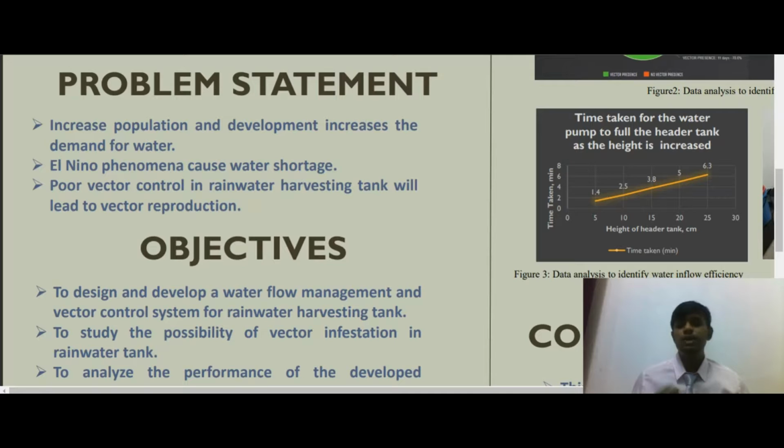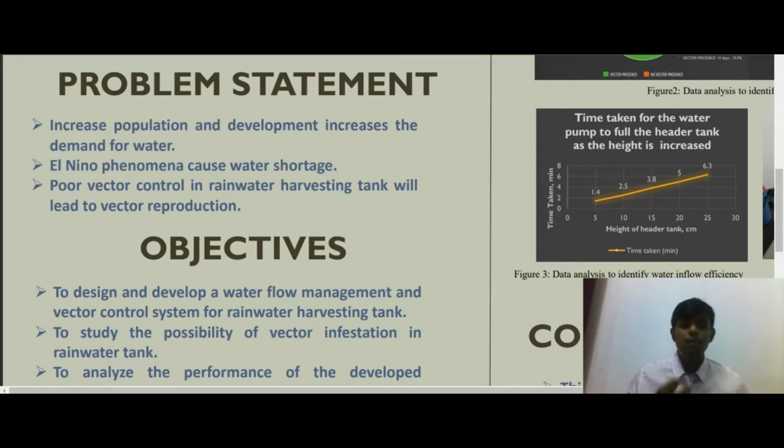Water shortage has become a dominant issue all over the world. Even in recent times, Malaysia faces a lot of water shortage issues, particularly in the state of Selangor. This happened because increased population and development increase the demand for water. Besides, El Nino is a natural phenomenon that impacts climate, increasing temperature and reducing the amount of rainfall. This will significantly reduce the amount of water.